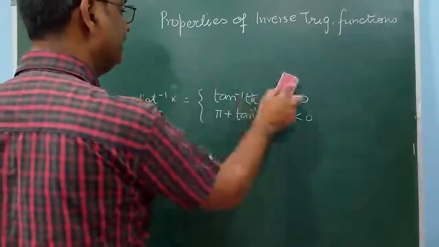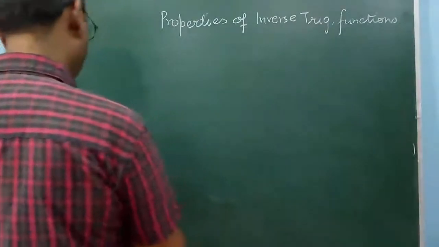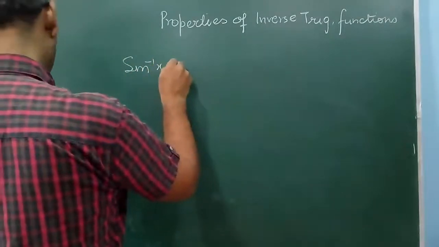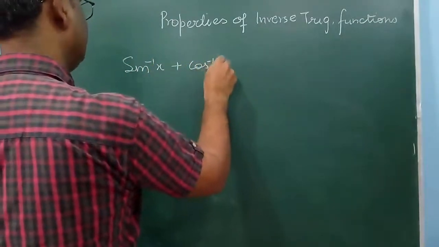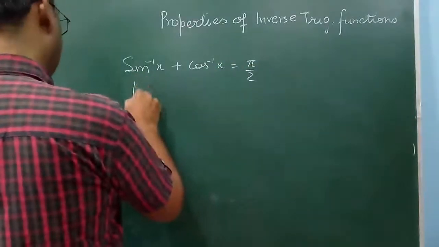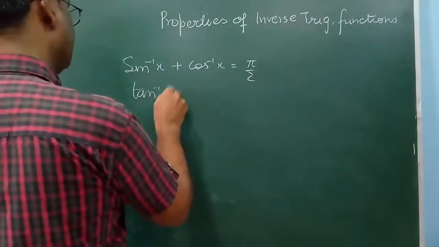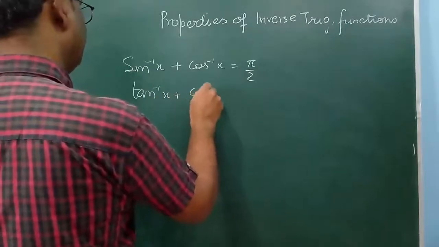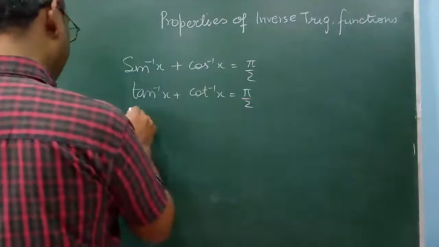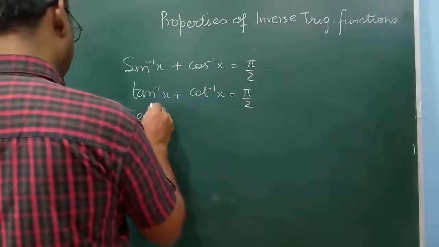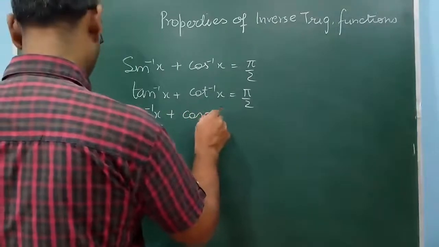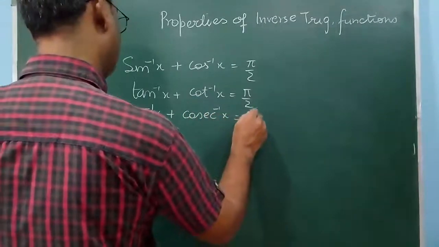Now the identity formulas we will be using. What are the formulas? Sine inverse x plus cos inverse x equal to pi by 2. Tan inverse x plus cot inverse x equal to pi by 2. These are very important formulas, so you can just see the formulas, you have to learn them.